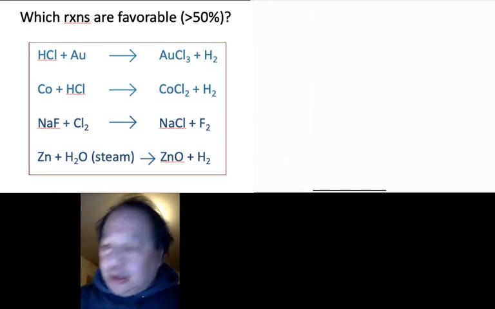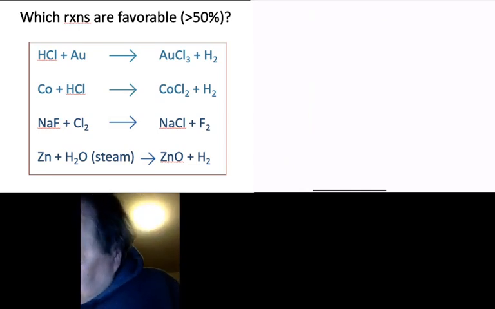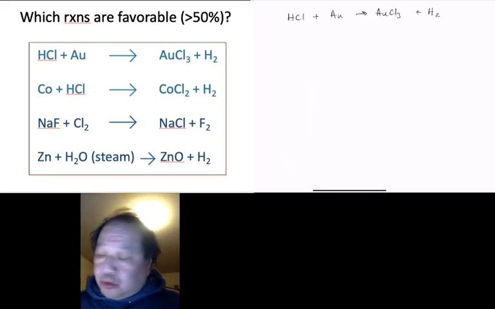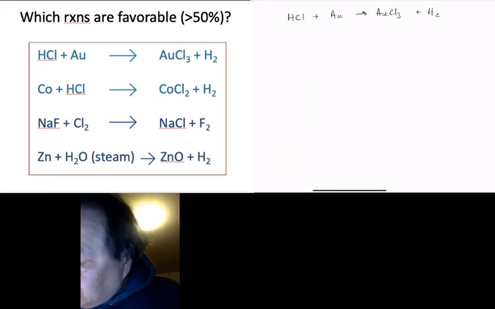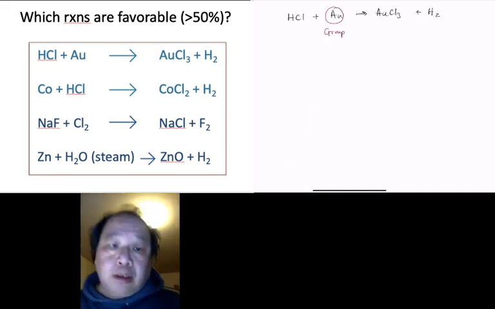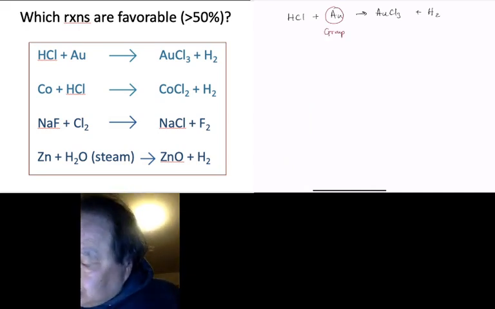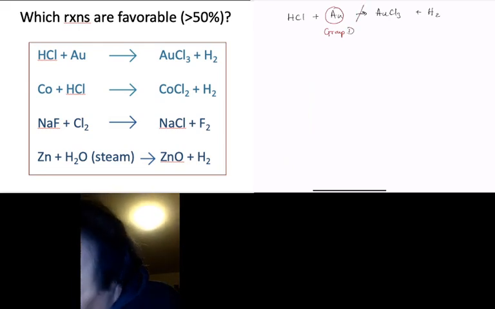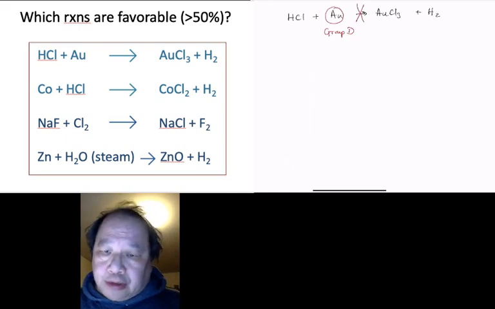So the first one is HCl plus gold going to an oxidized metal plus a reduced hydrogen. And the question is, which group does gold belong to? And gold belongs to group, put it in chat, A, B, C, or D. It belongs to group D. And therefore, this reaction does not occur. Group D do not react with acids.